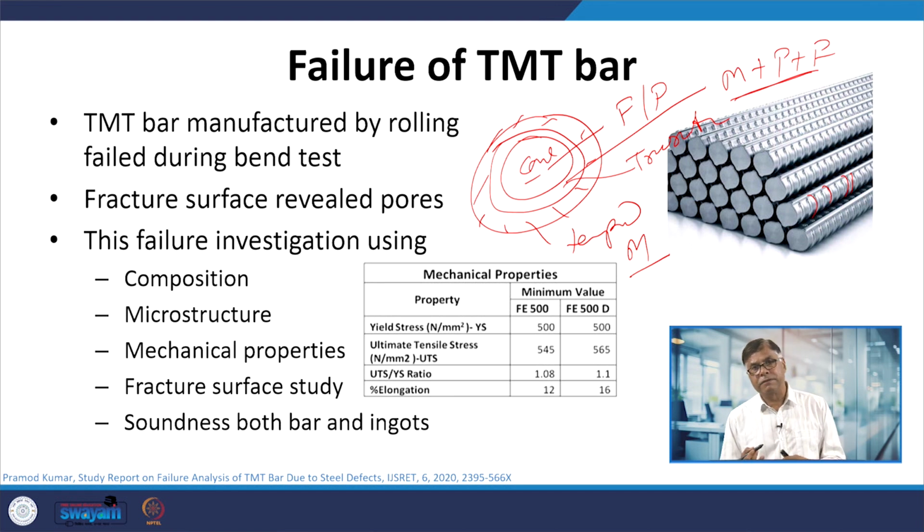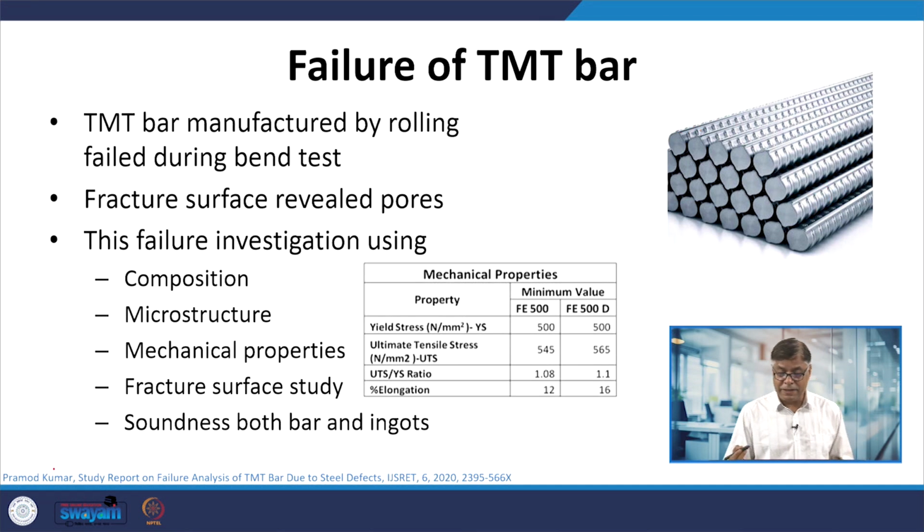So, this kind of combination of microstructure helps in imparting the desired combination of strength and ductility. Okay. But in one of the cases when the TMT bar was being manufactured, during the quality test, which is typically a bend test.